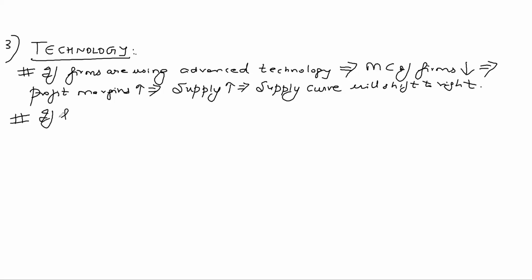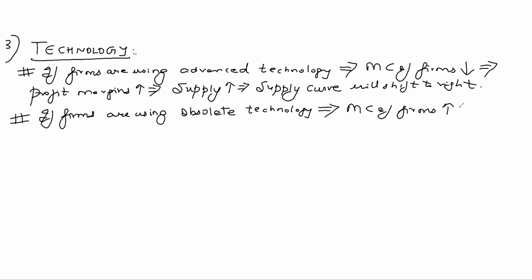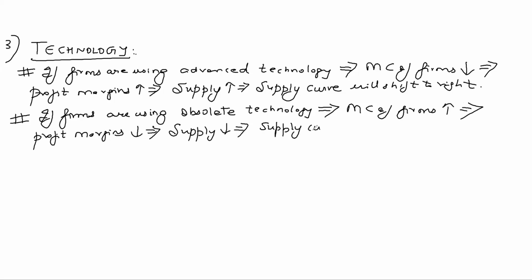And the next point within this would be if the firms are using obsolete technology. If the firms are using obsolete or old technology, marginal cost in some or the other way is going to go up. Profit margins will go down. Supply will go down. And the supply curve will shift to the left. So I hope both the points are clear.